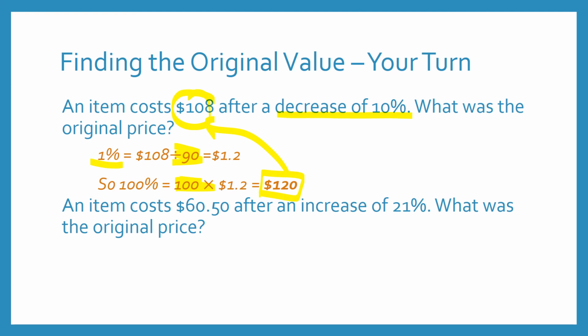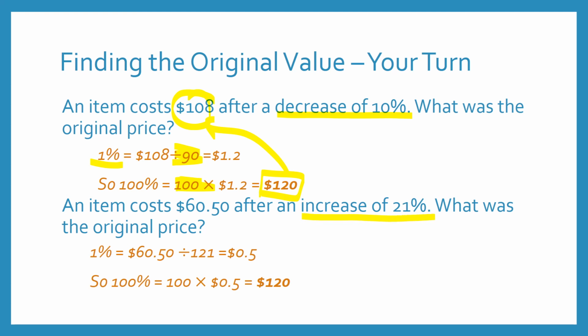So now I'd like you to try the second question on the page. The item now costs $60.50 after it was increased by 21%. What was the original price? And here's our working. We find out what 1% is. This time we've increased by 21%, so we've taken the initial 100% of the item, and we've added 21, which gives us 121. So we're dividing our current price by the percentage that it is. We get 1% is 0.5. So 100% is going to be 100 times 0.5, which gives us 50.